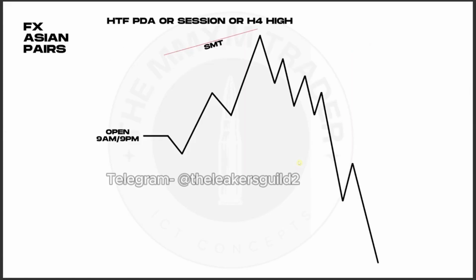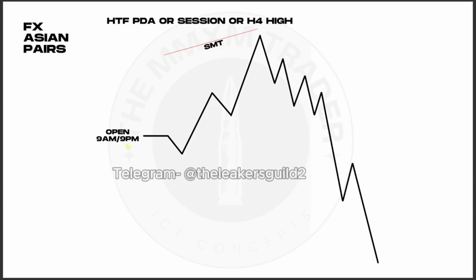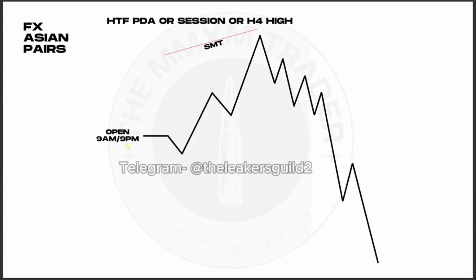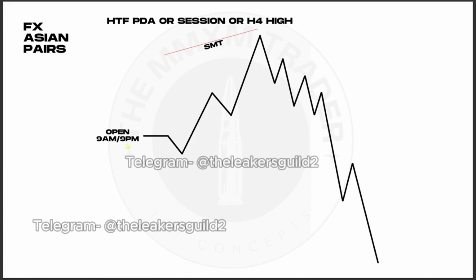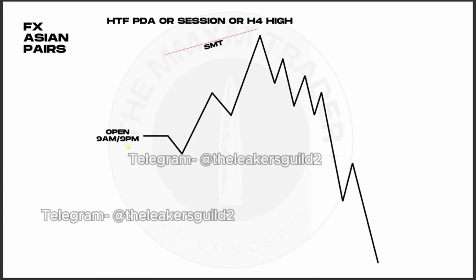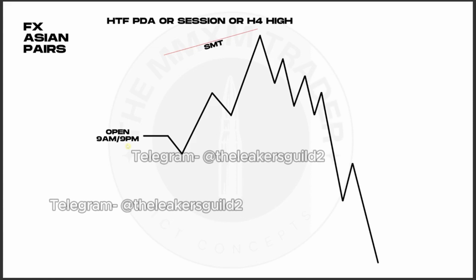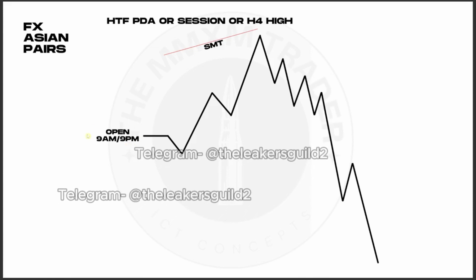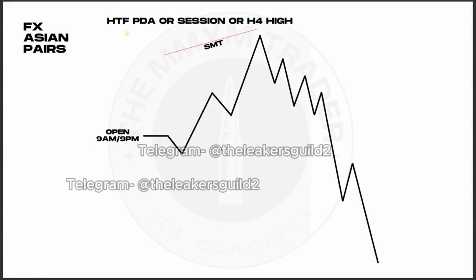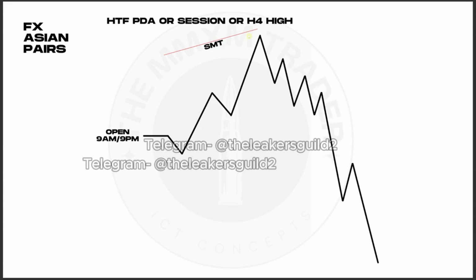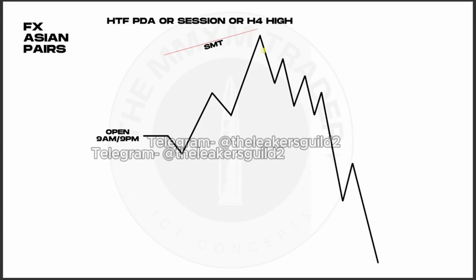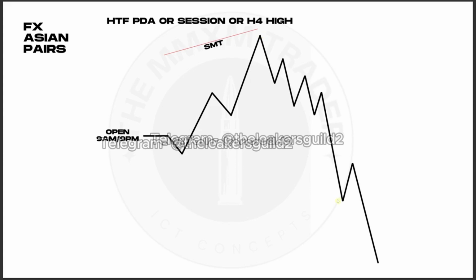Now let's talk a little bit about Asian pairs, right? We want to be focusing on the 9 a.m. or the 9 p.m. candle. Asian session pairs can be something like AUD JPY, GBP JPY, or AUD CAD, right? We want to have the JPY, the AUD, the NZD. Those are Asian session pairs. And again, we want to see that opening price going up higher into either a higher time frame PDRA, a previous session high, or a 4-hour candle high, and that SMT needs to be present, and then the distribution phase down lower is more probable.